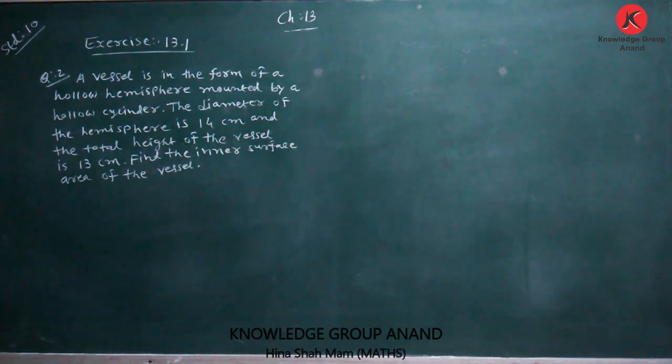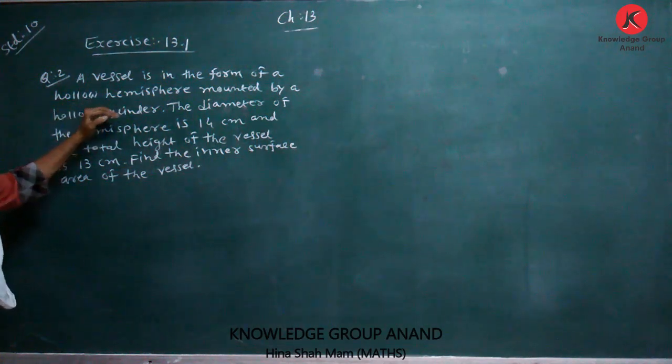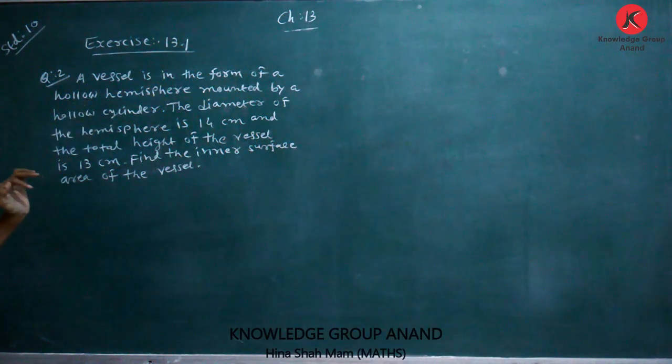Now question number 2. A vessel is in the form of a hollow hemisphere mounted by a hollow cylinder. The diameter of the hemisphere is 14 centimeter and the total height of the vessel is 13 centimeter. Find the inner surface area of the vessel.